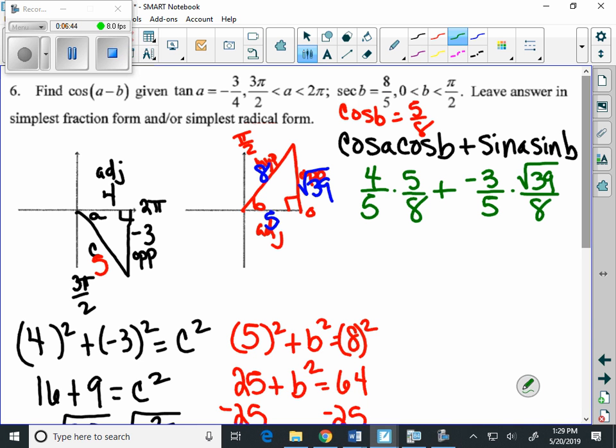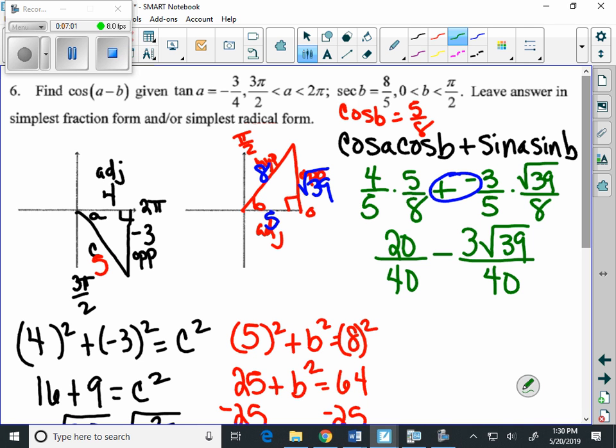When we multiply, 4 times 5 is 20, over 5 times 8 is 40, minus, because positive and a negative gives us a negative, 3 square root of 39 over 40. And lastly, we can write it as 1, which is 20 minus 3 square root of 39 over 40.